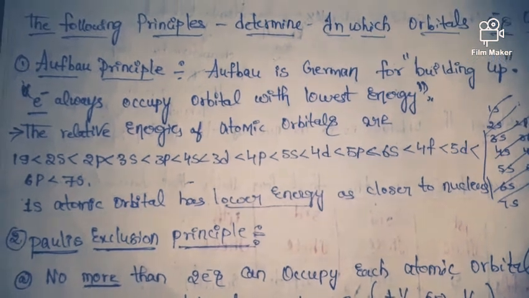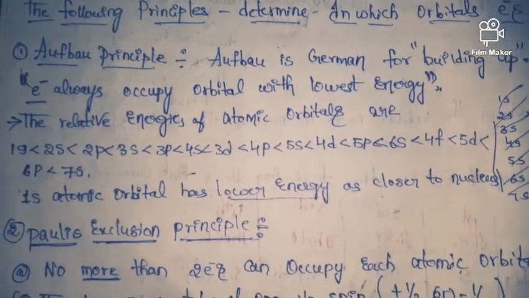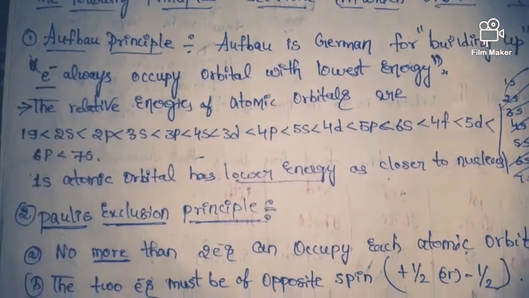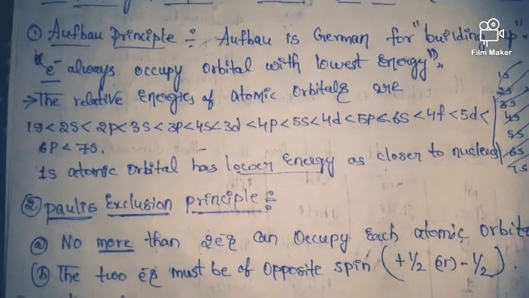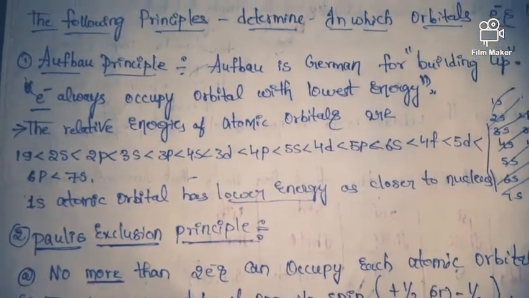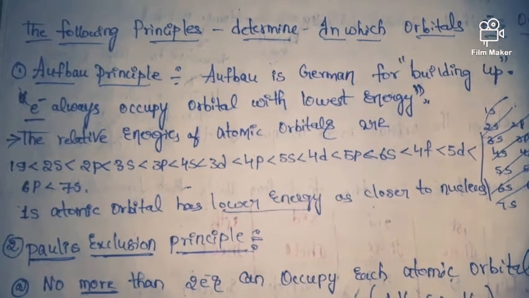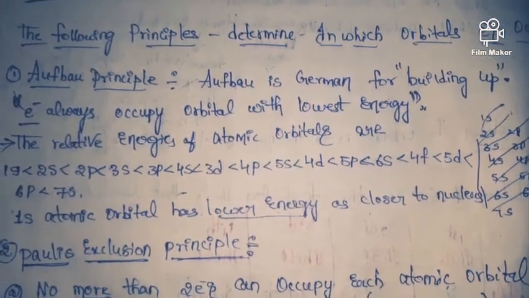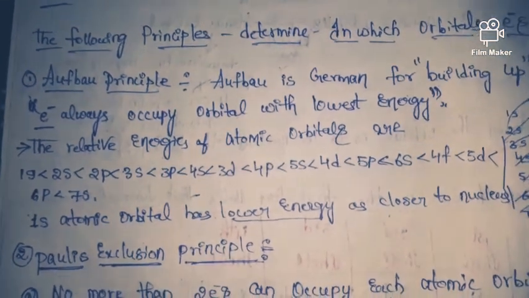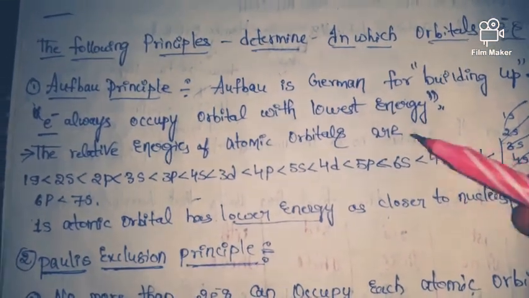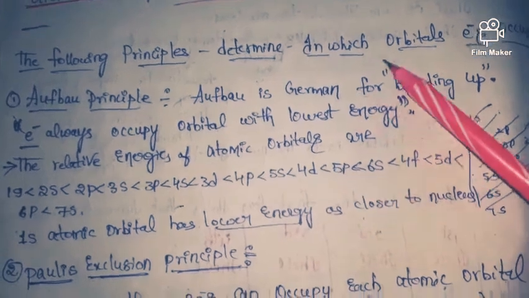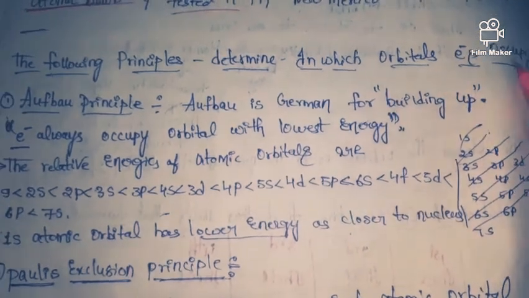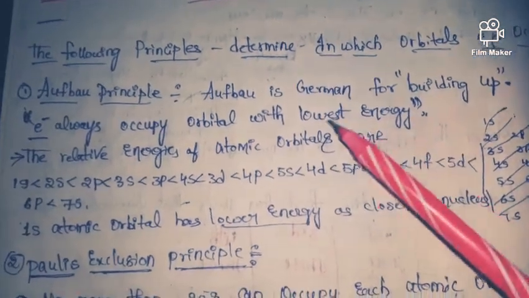Today I want to discuss the principles like the Aufbau principle, Pauli's exclusion principle and Hund's rule. Okay friends, these principles are used to determine the electrons occupying the orbitals. So by following these principles we can determine in which orbitals electrons occupy. Okay friends, let us start.